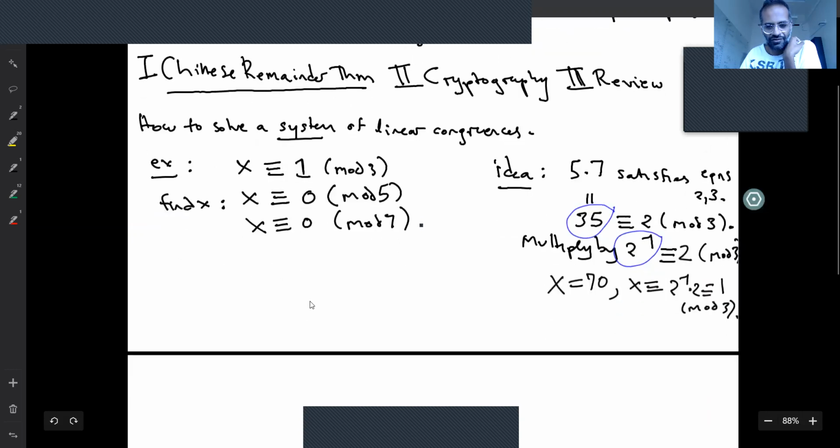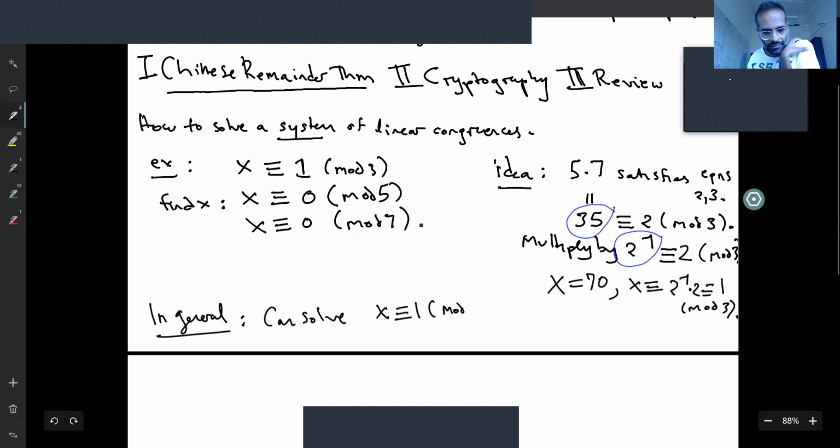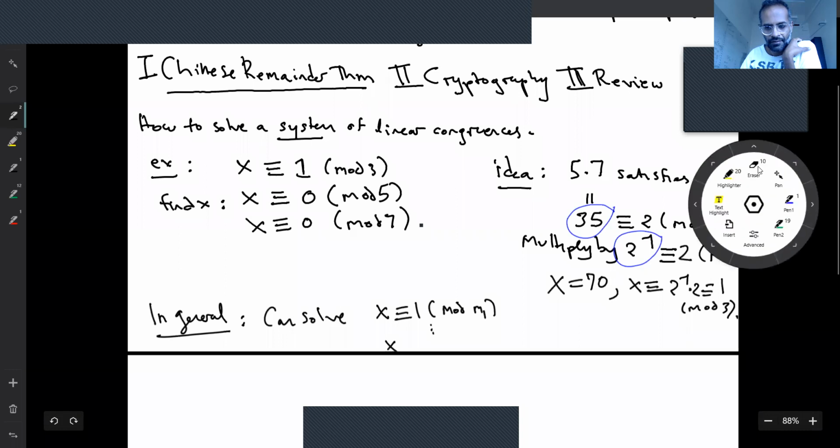Okay, so you can do this in general, actually, right? So in general, you can always solve something like this. So in general, you can solve x is congruent to 1 mod, let's call it m1, all the way up to x. Oh, sorry.